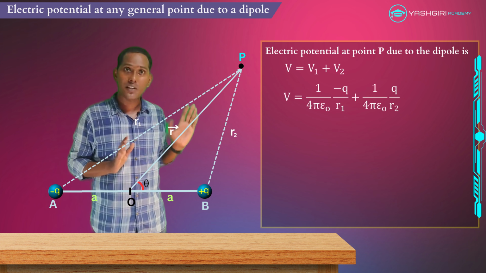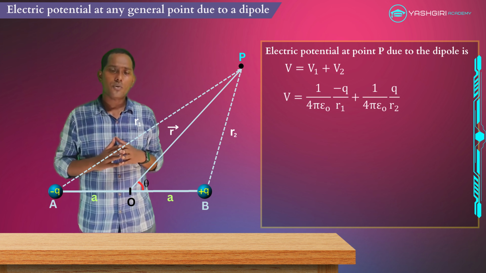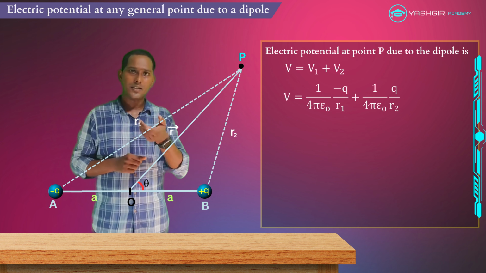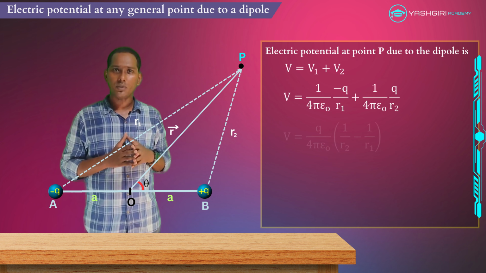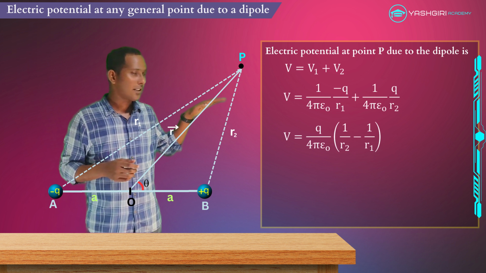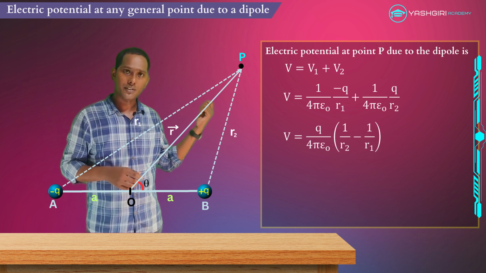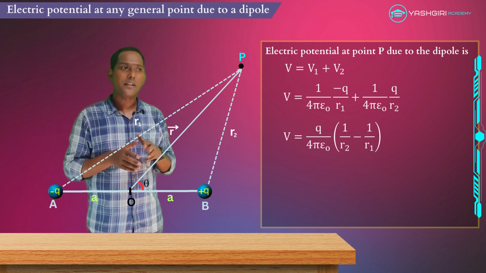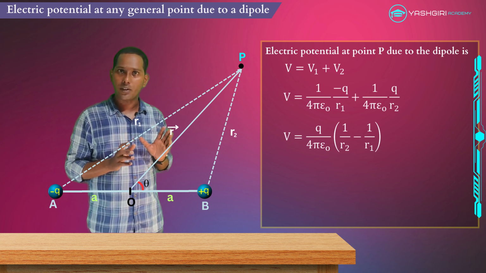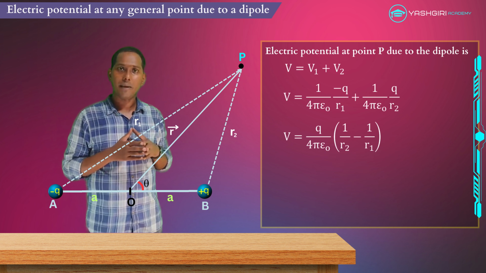So this is the equation I will be getting. Now students, in this case I'll just take the common term out, and what I will be getting here is 1 over 4 pi epsilon naught. If I take the charge q out, inside the bracket I can write it as 1 over r2 minus 1 over r1, right? So this is what I am having.